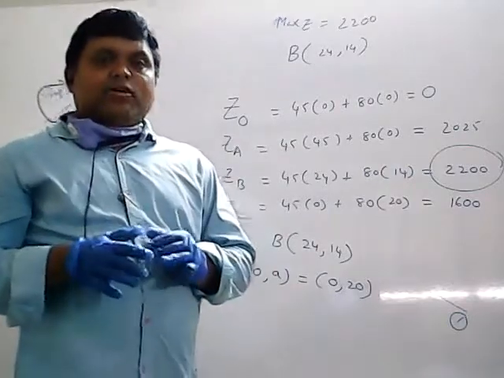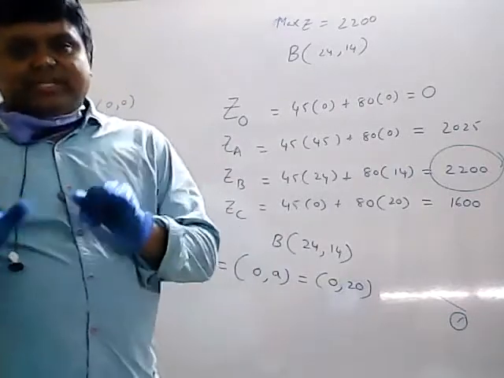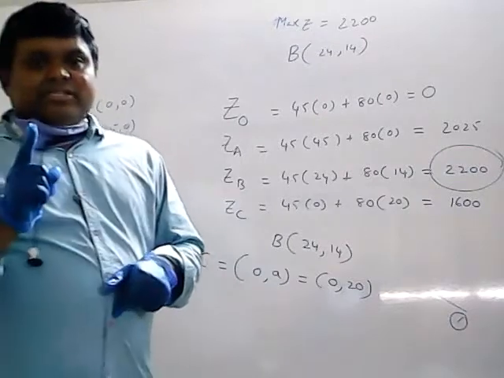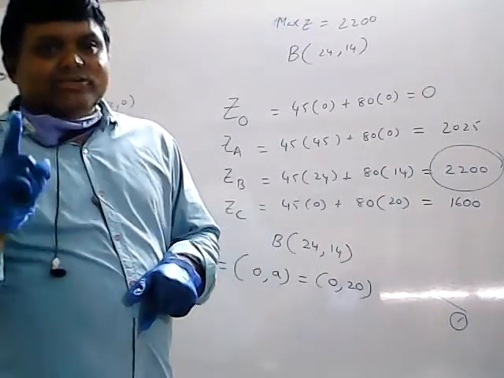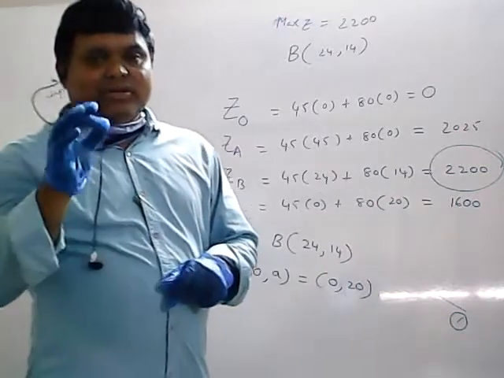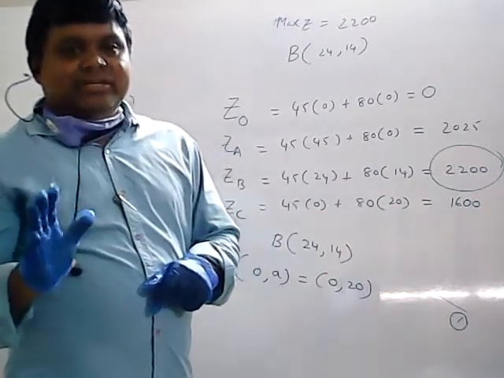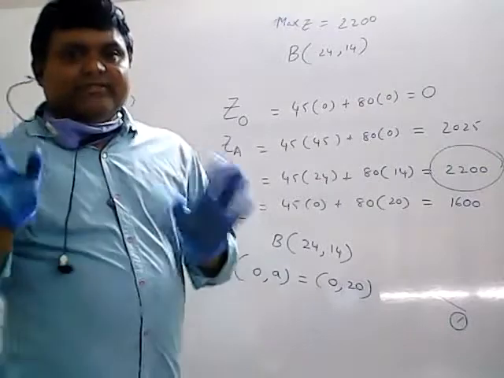So in graphical method, how many steps will be there? 6 steps will be there. So what is the first step? Step number 1 is nothing but convert all the inequalities into equality constraints. Convert all your inequality constraints into equality constraints. That we have done.